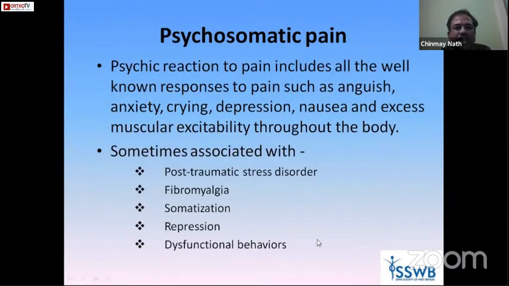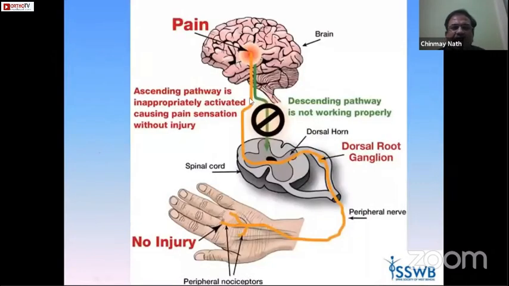Now, psychosomatic pain. Psychosomatic pain is a psychic reaction to pain, and includes all the well-known responses to pain, such as anguish, anxiety, crying, depression, nausea, and excessive muscular excitability. It may be associated with post-traumatic stress disorder, fibromyalgia, somatization, depression, etc. This is a unique representation of psychic pain.